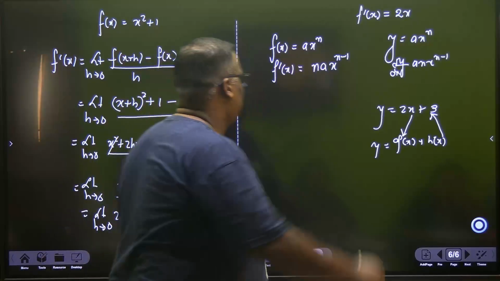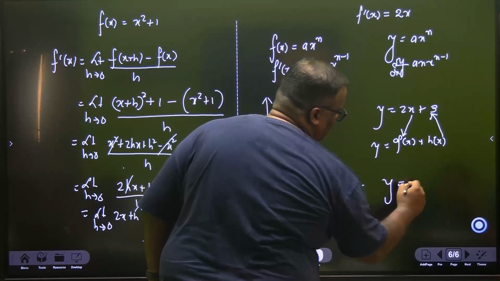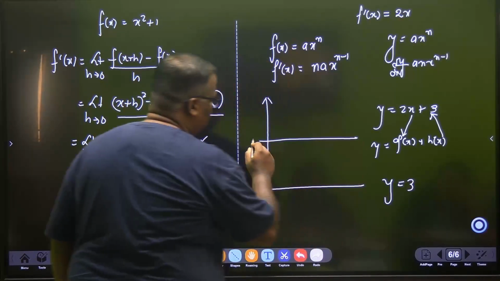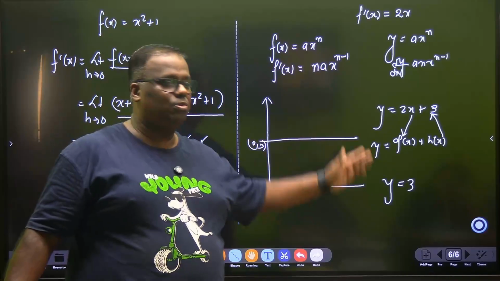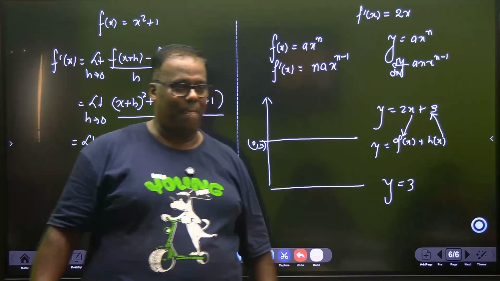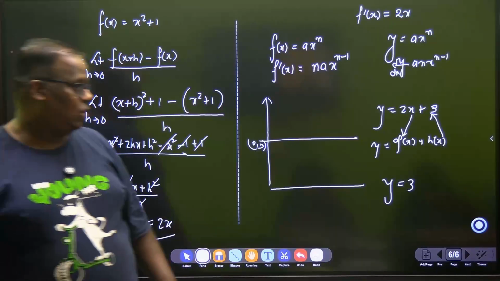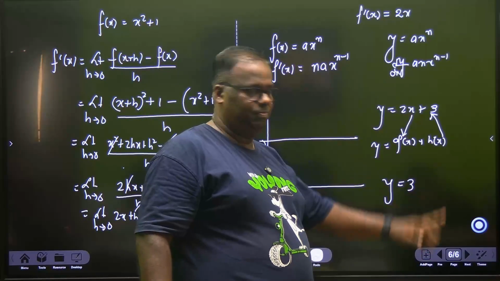Sir, I don't believe what you are saying. So much of problem. y equal to 3 is a line which is at 0, 3. What is the slope of this line? A constant's derivative is always 0. Write it. A constant's derivative is always 0. You got this formula? Right.